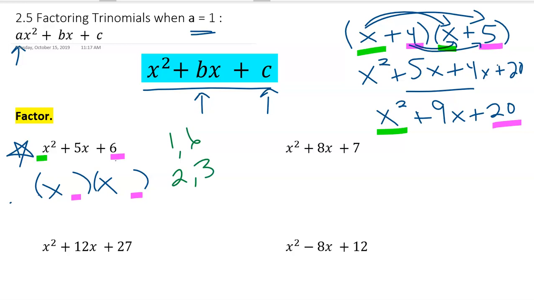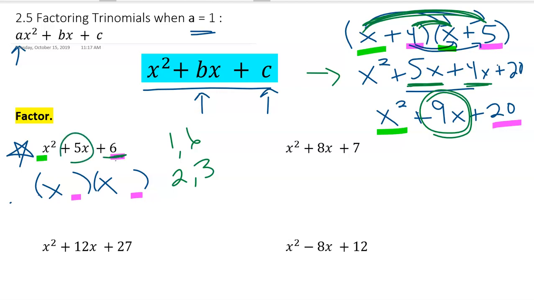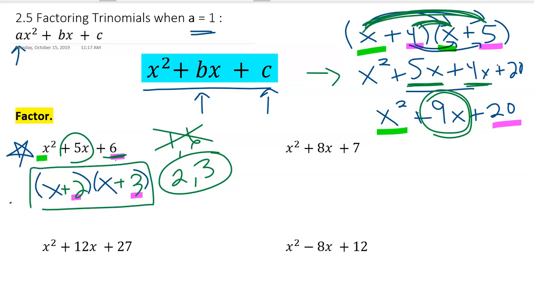Well, let's go back to the problem we were talking about over here, the multiplying, and look at that 9x. Where did that 9x come from? It came from adding the 5x and the 4x, which is what we got when we multiplied these two and multiplied these two. So that 5 and 4 multiplied to give you 20, but when they add together, they gave you 9. So we need the pair of numbers that not only multiplies to give us 6, but adds to give us 5. So we're going to select the 2 and the 3, because 2 plus 3 gives us 5, where 1 plus 6 gives us 7. So it was a positive 5, so that's going to be plus 2 and plus 3. So x plus 2 times x plus 3 multiplies together to give you x squared plus 5x plus 6. So that's the factored form. Remember, we're undoing the multiplication when we factor.